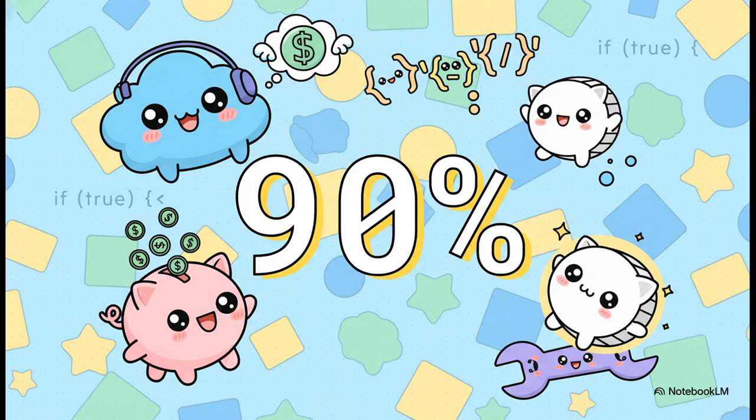And we aren't just talking about shaving off a few pennies here. We are talking about a 90% reduction in token usage. By setting up the free open-source strategies we're looking at today, you can use a fraction of the context window to achieve the exact same, or honestly even better results.